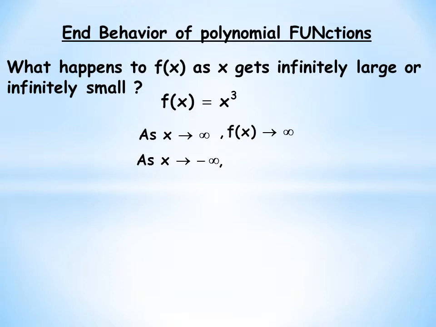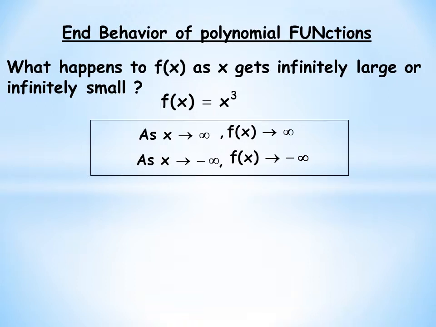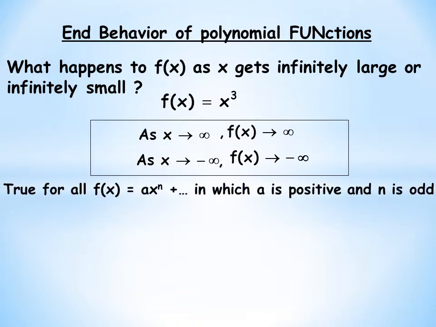So f of x, or the function, will also approach positive infinity. But if I pick some really, really small number like negative a million, so as x approaches negative infinity, well, if I plug negative a million into something that's raised to the third power, it's also going to be negative. So the function is going to be negative. And you can see that this is going to be true for all functions that have an odd power and a value that is positive. So I could say the same thing for f of x equals x to the fifth. It would be the same end behavior.